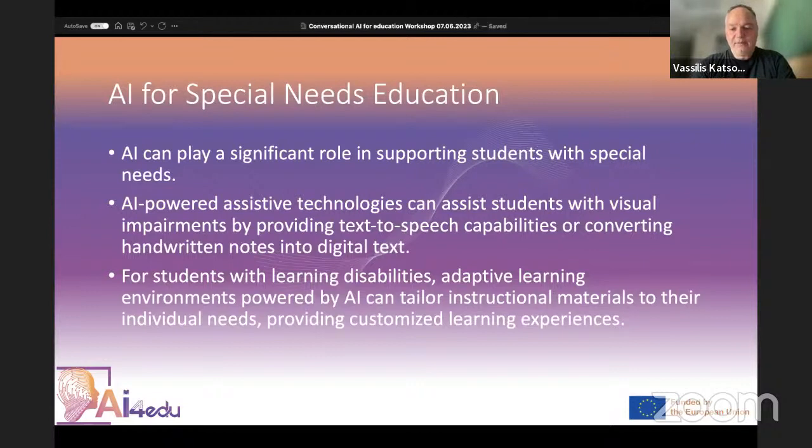Of course, we have a special group in education: special needs education, and how technology can support students with special needs. So students with visual impairments can get access to educational content through text-to-speech capabilities, or by converting handwritten notes into digital text, and then you can link that text to speech also.